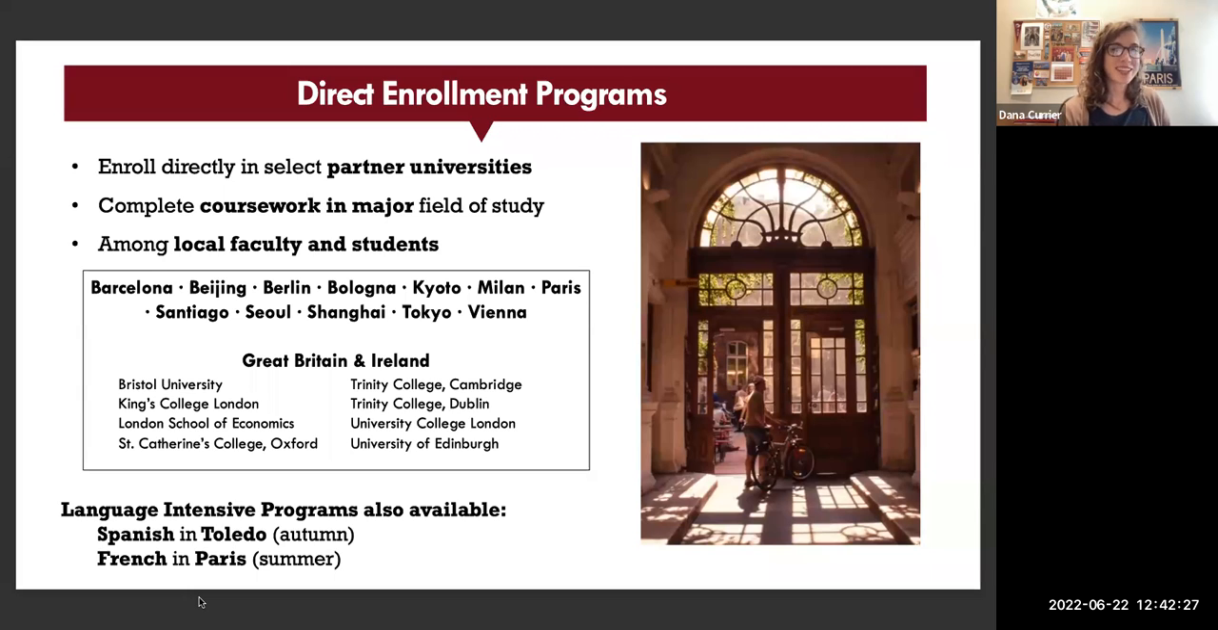And then we do have, like I said, just a few programs that focus on language acquisition. So we have a Spanish program in Toledo, Spain that's offered in the autumn, and then a French program in Paris that's offered over the summer. And these are both aimed at students who are at the intermediate level in these languages, who really want to make a large amount of progress in a short period of time, whether it's the autumn quarter or the summer, to boost them to that really high level of the language in a short period of time. So again, appeals to certain students.